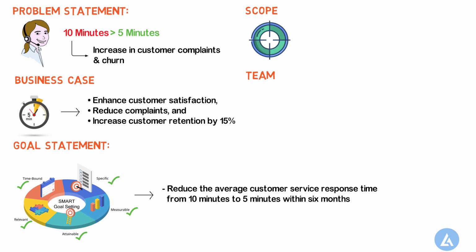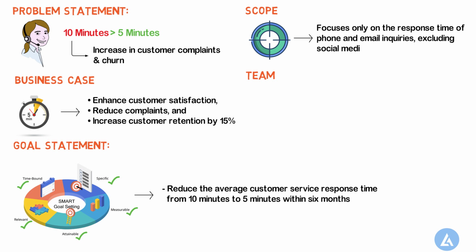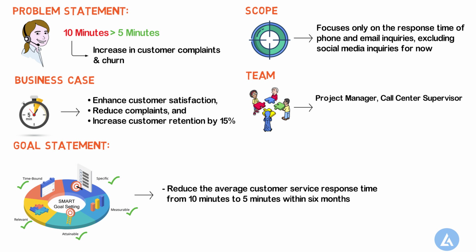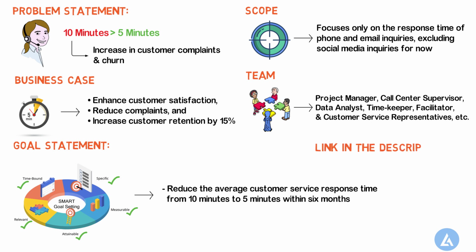The next element of the project charter is the scope. This explains the area on which the project is going to be focused. For example, this project focuses only on the response time of phone and email inquiries, excluding social media inquiries for now. Another element of the project charter talks about the team. For example, who is the project manager, who is the leader for the project, call center supervisor, data analyst, timekeeper, facilitator, and customer service representatives. This is a short introduction to the project charter. You can refer to my earlier video on the project charter to understand it at a micro level.